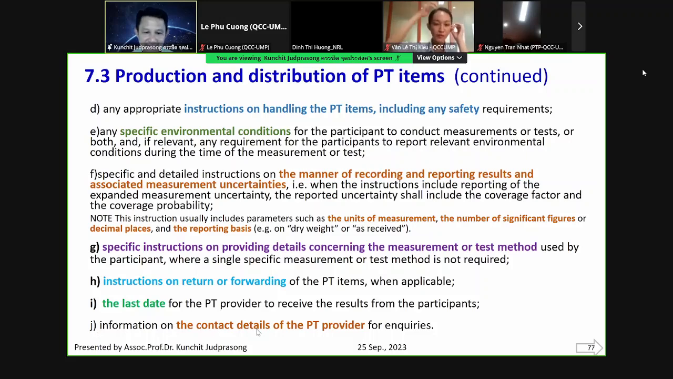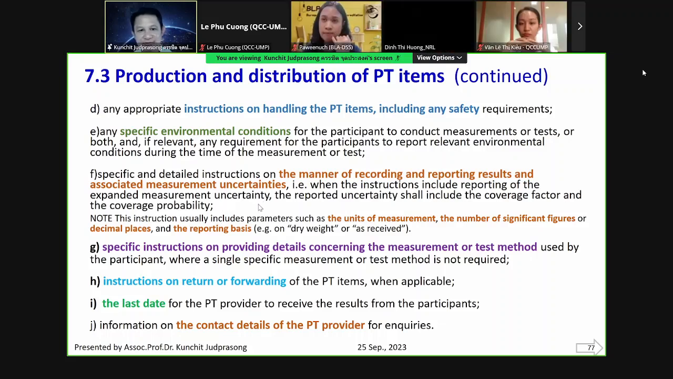Information on contact detail of the PT provider. Okay, I think when you have a PT provider, most of you already mention this instruction, but in some cases maybe you need to fill in a little bit, let's say environmental conditions or the unit. So please check the requirements. Are there any requirements that you need to improve or not?